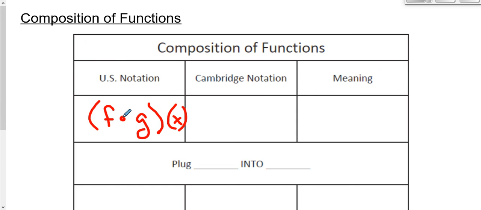Now you can see why I didn't want to use a dot for multiplication, because it looks a lot like this little O, and this little O means f of g of x. Now the Cambridge notation for that is f of g of x.